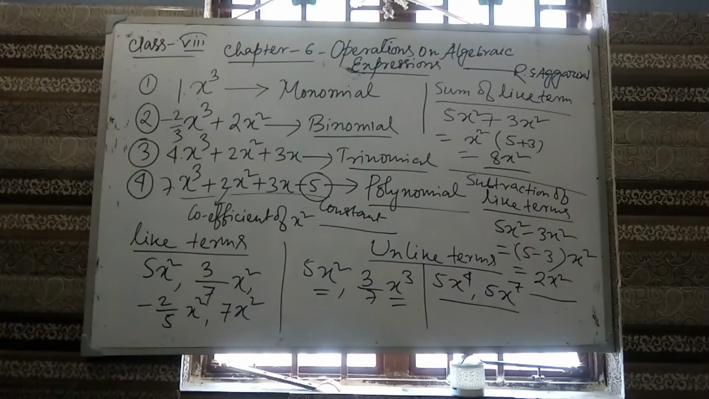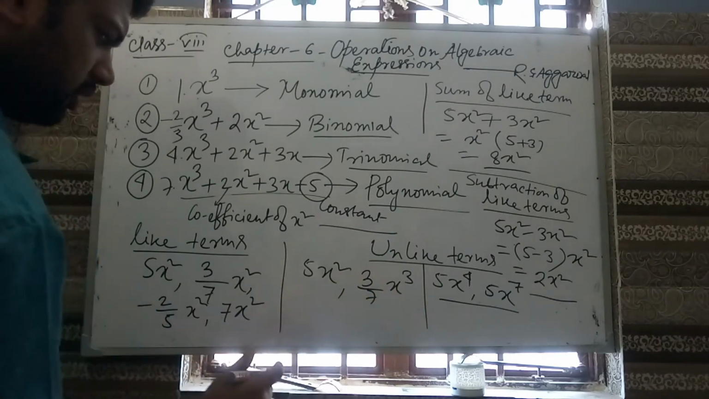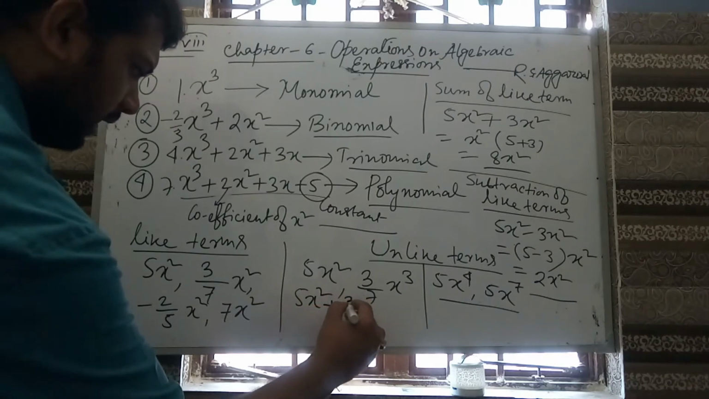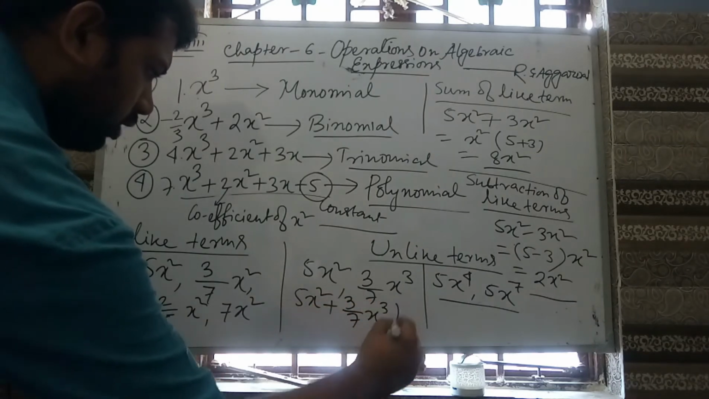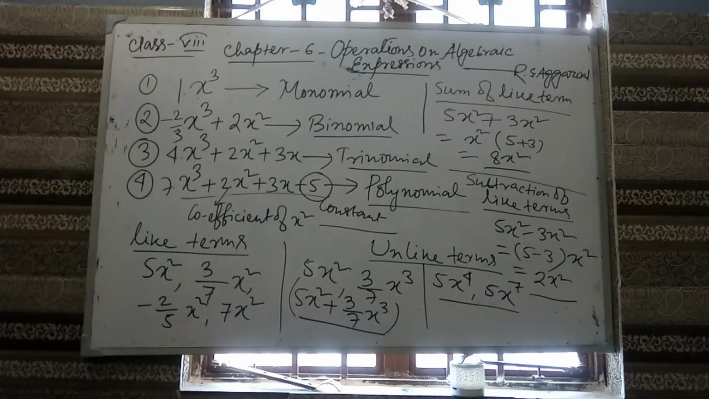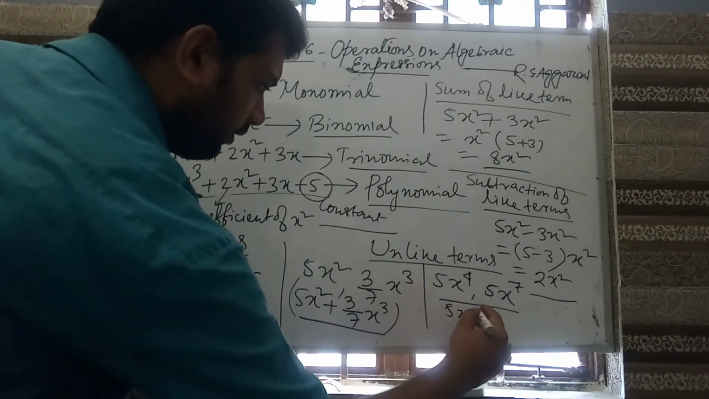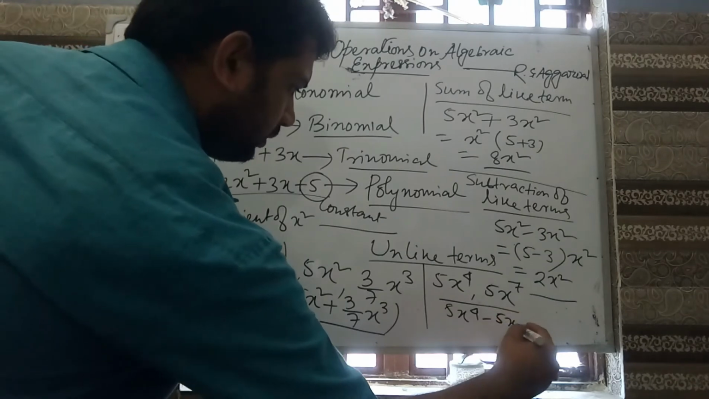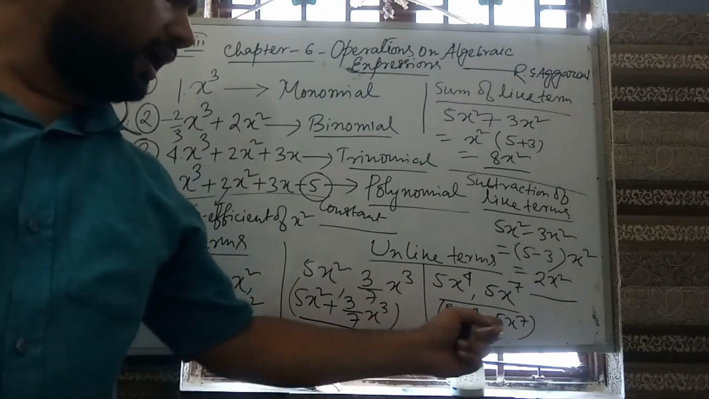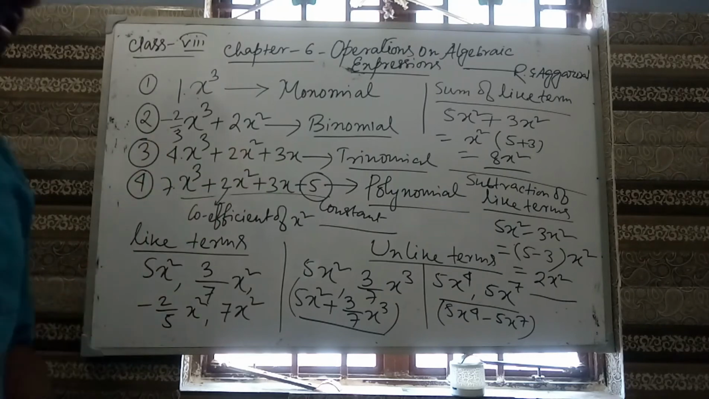But what will happen if we add these two terms? These are unlike terms. So if we add them, it will be just in the form 5x square plus 3 by 7 x cube. We have to put it like this only. We cannot calculate it further. Similarly, for subtraction, if we take these two terms, 5x to the power 4 minus 5x to the power 7, you can take 5 common, but there will be no calculation of x to the power 4 and x to the power 7. They will remain as they are.